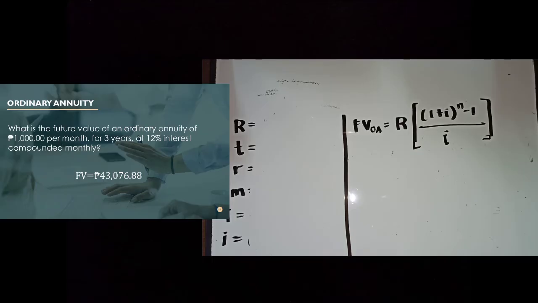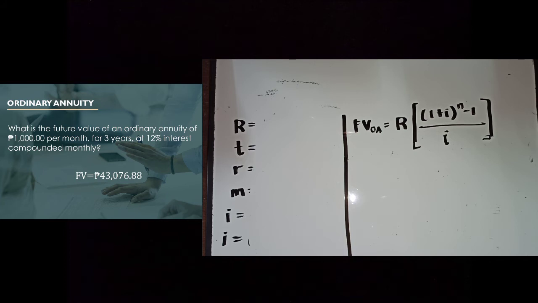Another example: what is the future value of an ordinary annuity of 1,000 pesos per month for 3 years at 12% interest compounded monthly? So ang hinahanap natin is the future value of an ordinary annuity. Alamin natin ano-ano ba yung given.